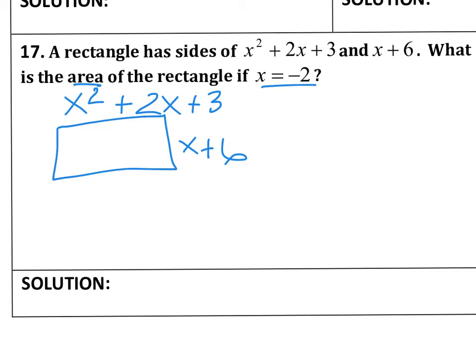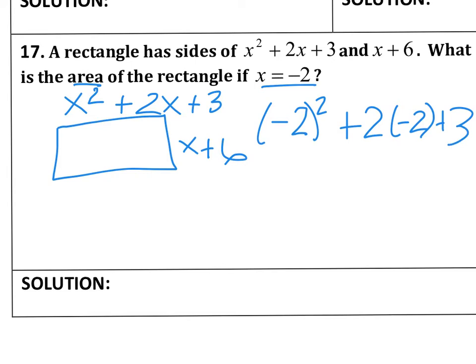So we're going to rewrite this, and we're going to plug in a -2 anytime that we see an x. So x squared becomes -2 squared. And we're going to replace that other x with a -2 as well. Alright, so remember, a negative times a negative equals a positive 4. And 2 times -2 equals a -4 plus 3. So that turns into 3.